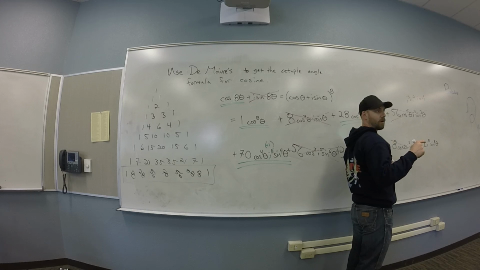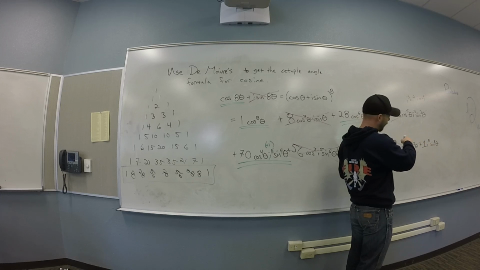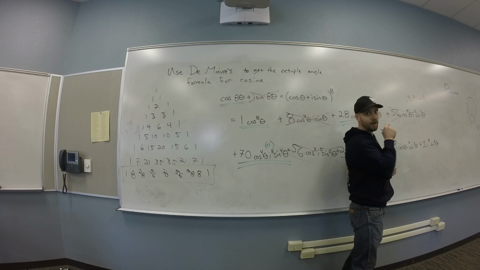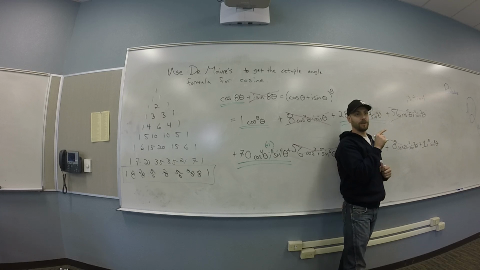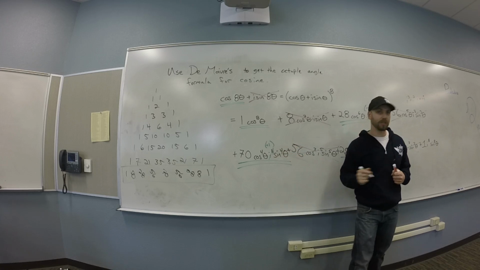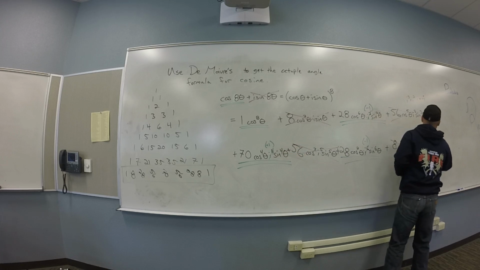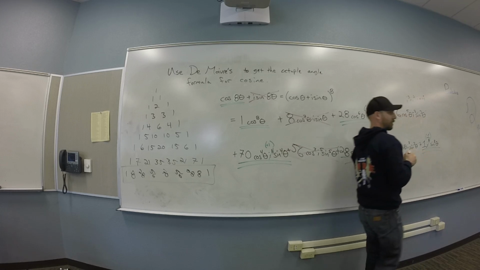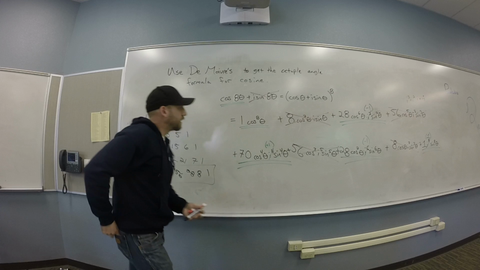I to the 8th is, but it's sine. But I don't care whether it's sine or cosine. I just care whether that's got an I left in it or not. It does. So I to the 8th does not, because it's I to the 4th times I to the 4th, and we just decided over here I to the 4th was +1. So that's really a +1. So I'm going to need that part.